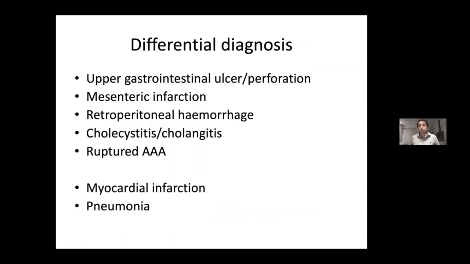You can see the surgical differential diagnosis, I think, in the top part for pancreatitis. You could have an upper gastrointestinal ulcer or perforation, especially perforation will give you a high amylase as well. Mesenteric infarction, retroperitoneal hemorrhage, which could give a little bit of irritation of the pancreas, could give you elevated enzymes. Cholecystitis or cholangitis, a ruptured AAA, abdominal aortic aneurysm. But even a myocardial infarction or pneumonia could sometimes elevate your enzymes and give you some upper abdominal pains as well. So it's important not to blindly stare at one blood result, but do a formal assessment of the patient.